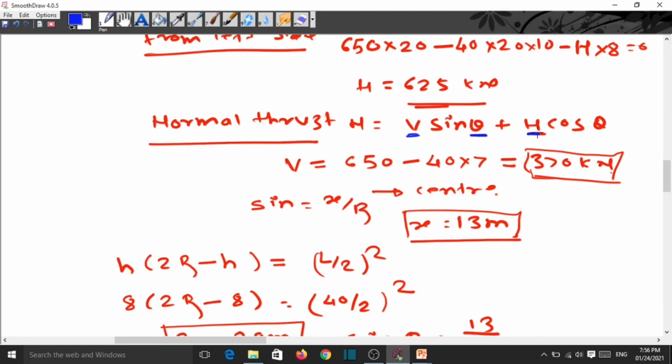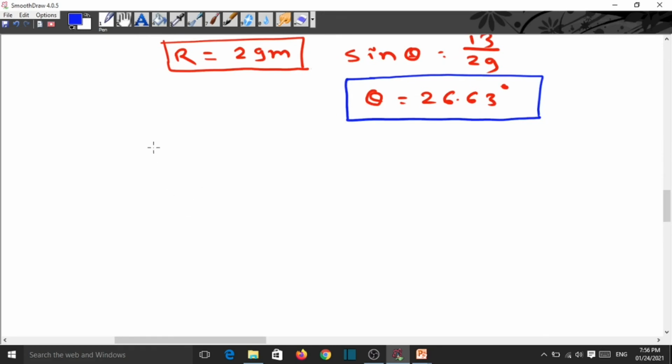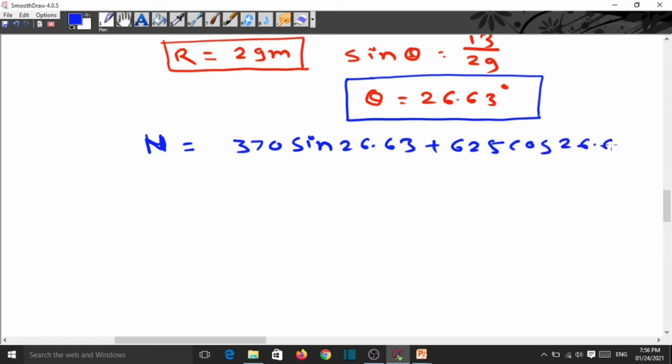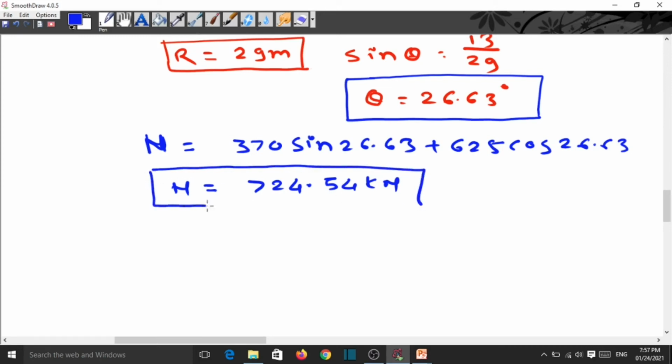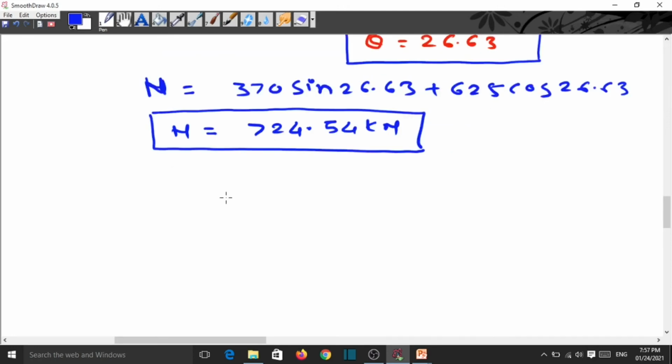We have the H. So N is equal to V sin theta plus H cos theta. V is how much? It is 370. N is equal to 370 sin of 26.63 plus H, 625, cos of 26.63. So this is equal to 724.54 kN. So we got here that your normal thrust is equal to 724.54.